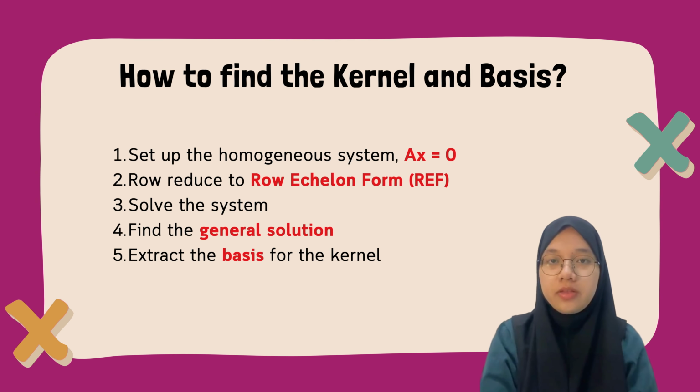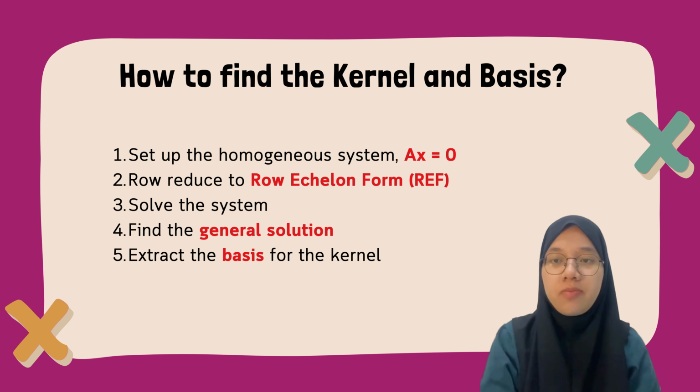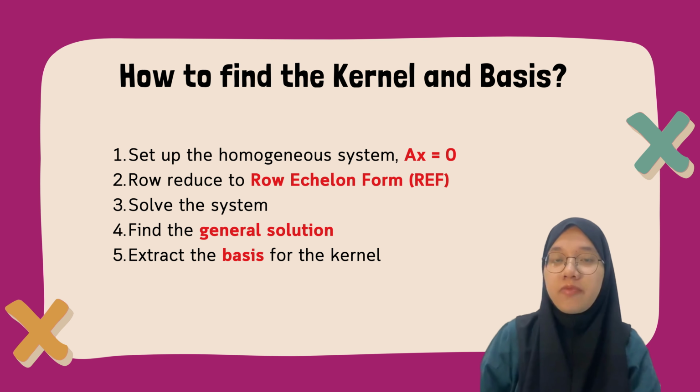To find the kernel of the matrix, we must follow these steps. First, we set up the homogeneous system. Then, we reduce the matrix to row echelon form using Gaussian elimination. Next, we solve the simplified system to express the variables. From that, we write the general solution using free variables. Finally, we extract the basis for the kernel from the general solution.